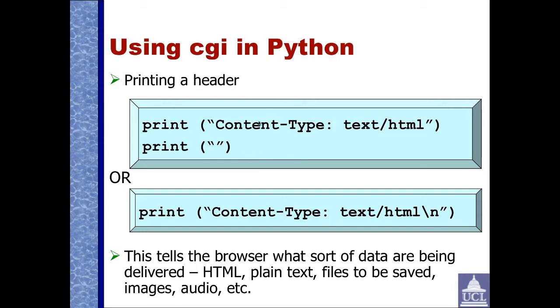So we can do that two ways. We can either print two separate lines like this, or we can just do the print Content-Type and then put a \n, which will create an extra blank line after the printed content. As I said, this tells the web browser what sort of data are being delivered, and there are other types that we could specify. It could be plain text, it could be a file that needs to be saved, it could be an image, audio, and so on.